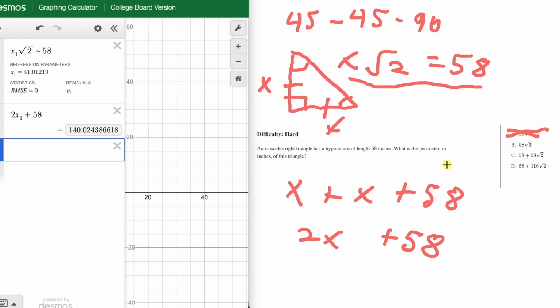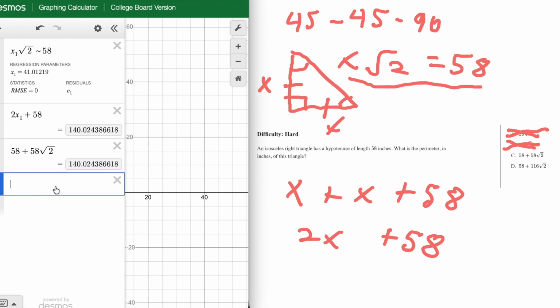B, 58 times square root of 2. Once again, 58 times something less than 2 is still less than 140, so it can't be that one. Then for these last two, I would plug each of them into Desmos to see what values they come out with. 58 plus 58 square root of 2 is equal to the exact same thing, so that would be our answer. But just to double check, 58 plus 116 square root of 2 is equal to 222, which is not the same as the perimeter, so that is not our answer. So the correct answer here is C.